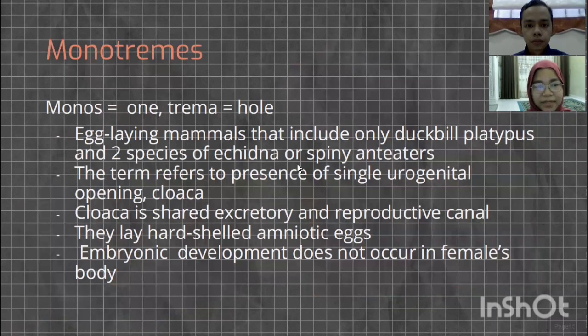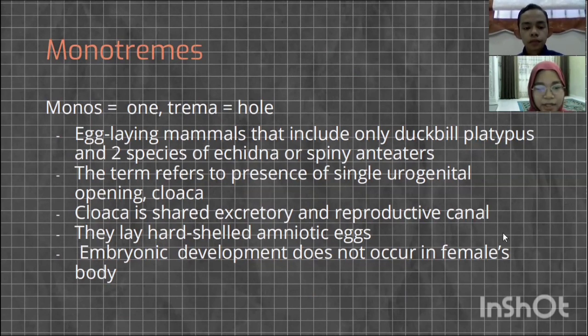So firstly, the monotremes. Mono means one and trema is hole. Monotremes are egg-laying mammals that include only the duck-billed platypus and two species of echidna, or spiny anteaters. These two animals, the platypus and the echidna, are the only monotremes that still exist nowadays. The term hole refers to the presence of a single urogenital opening, the cloaca. The cloaca is a shared excretory and reproductive canal.